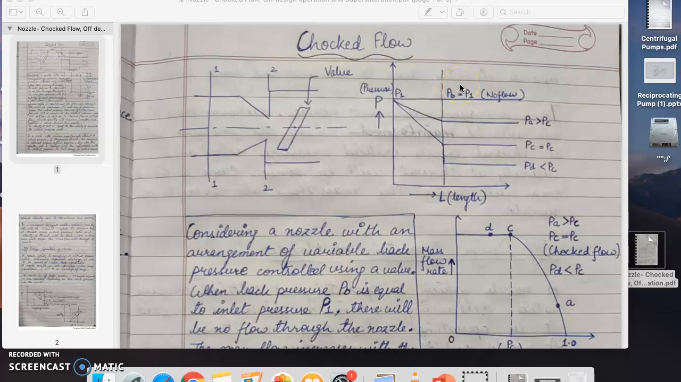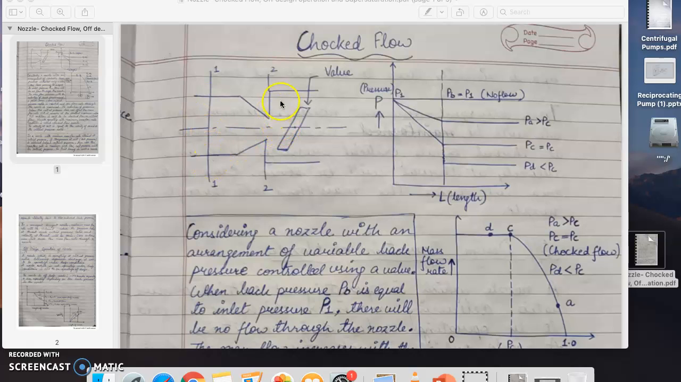So in this lecture, we are going to discuss choked flow. For this, we will consider a nozzle with an arrangement such that the outlet can be controlled by using a valve. This valve can be moved to change the mass flow rate as well as the pressure at the exit. When this valve is fully closed, the pressure at inlet will be equal to the pressure at outlet, and hence the condition will be a no flow condition.